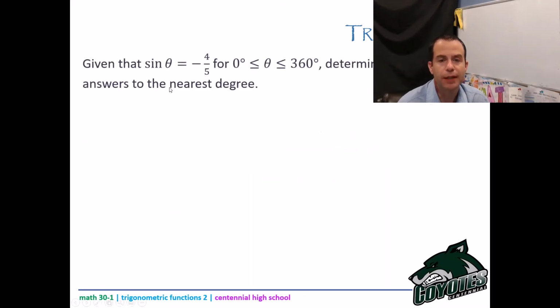Awesome possum. Okay, let's try again. Given that sine of theta is negative 4 over 5, and theta is between 0 and 360, determine theta. Round your answer to the nearest degree.